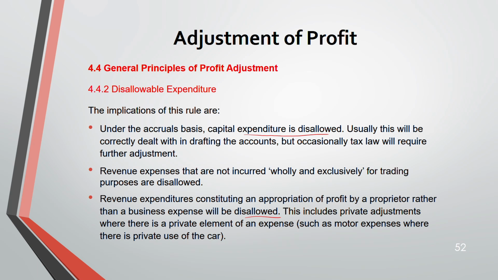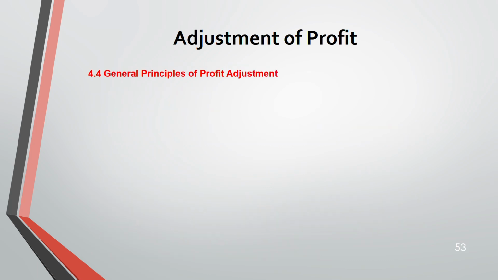And any private adjustments where there's a private element of an expense are disallowed. For example, in motor expenses, you might use the car for your private use. That private use of the car is disallowed, even though it's a revenue expense. And accounting estimates are disallowed. Provisions and all are disallowed. That's why we add back what we deducted before.